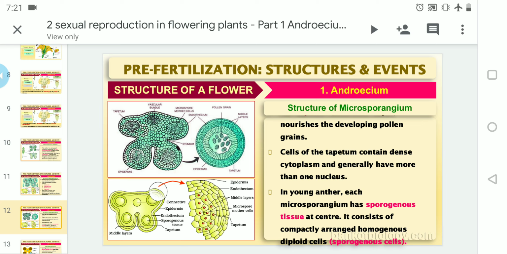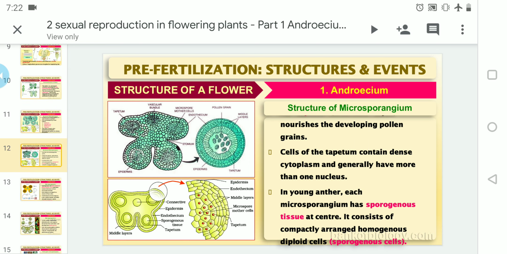In a young anther, each microsporangium has sporogenous tissue at the center. It consists of compactly arranged, homogeneous, diploid cells. Homogeneous means similar, and diploid means 2n. These are generally called sporogenous cells. If you take only one portion of the structure, you can also see the structure of the pollen sac, which will be like this.